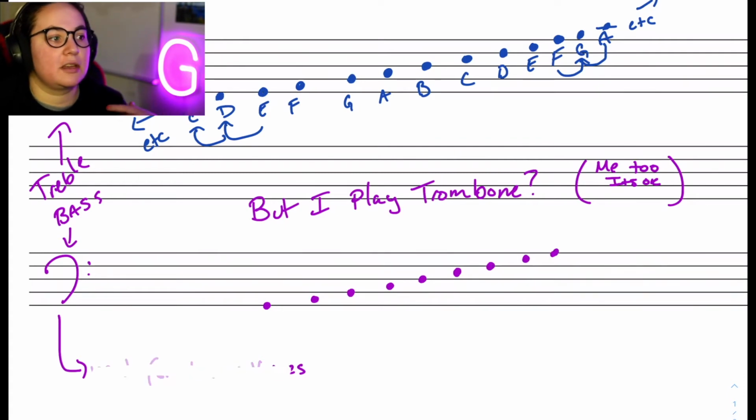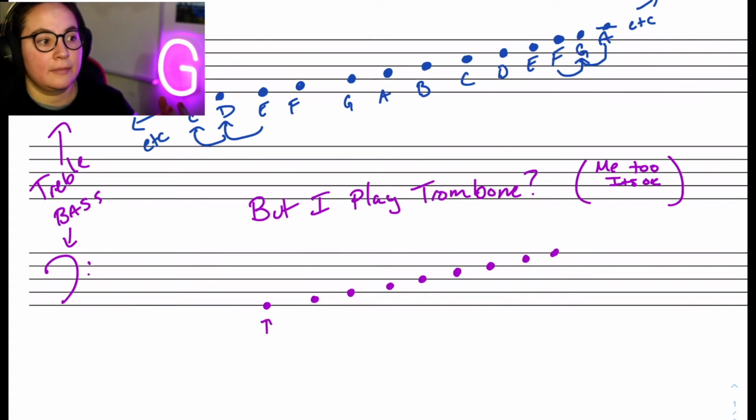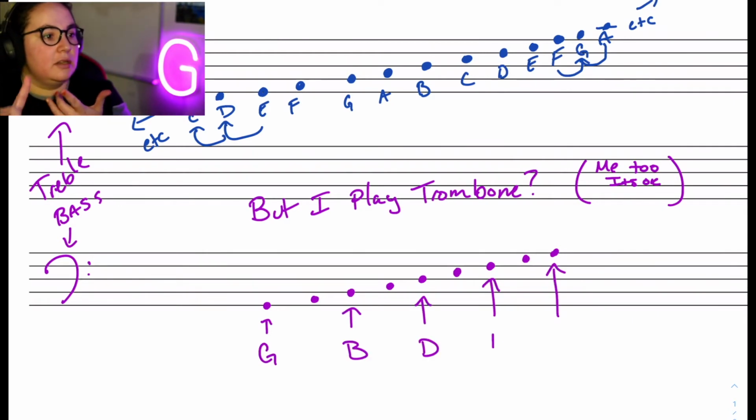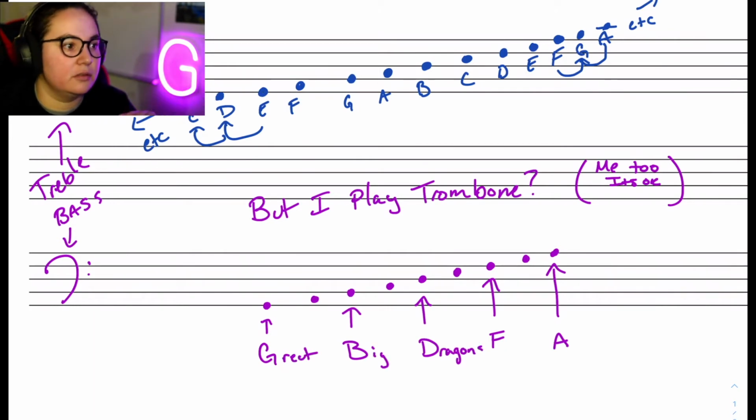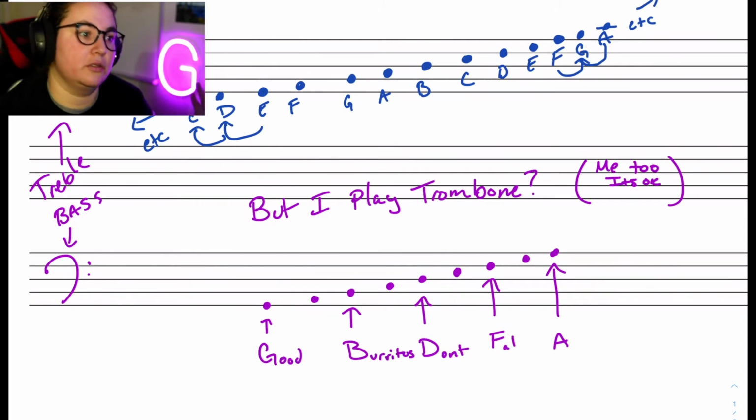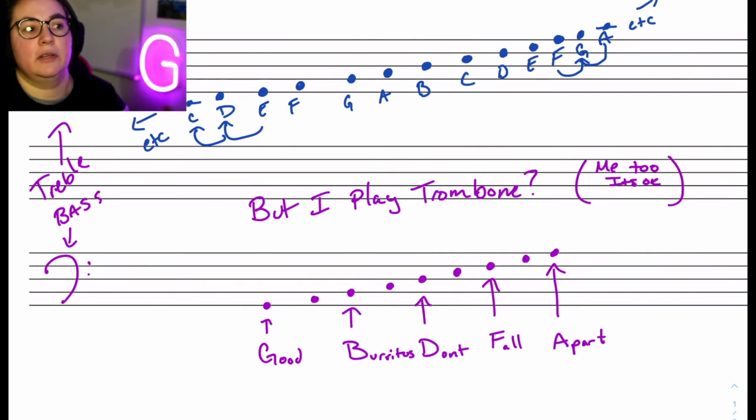And what changes is that our bottom line, instead of being E, is instead going to start with G. So it goes G, B, D, F, A. And there's some sayings for this too. We can do great big dragons fly around. The personal favorite that I like to use is good burritos don't fall apart. If you have another one, let me know in the comments below, because those are the only 2 that I can think of right now.